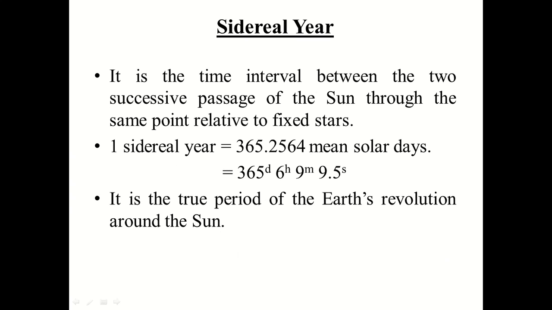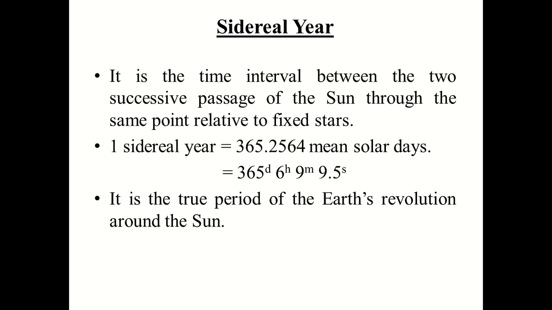The second one is the sidereal year. In the sidereal year, the reference point is the fixed stars. It represents the time interval between two successive passages of the sun through the same point relative to fixed stars. Fixed stars are the stars which are always fixed in position.